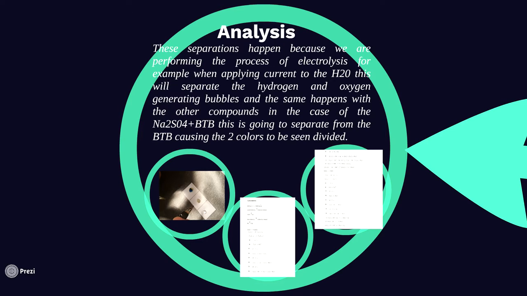Analysis. These separations happen because we are performing the process of electrolysis. For example, when we're applying a current to the H2O, this will separate the hydrogen and the oxygen, generating bubbles. And the same happens with the other compounds. In the case of the Na2SO4 plus BTB, this is going to separate from the BTB, causing the two colors to seem divided.